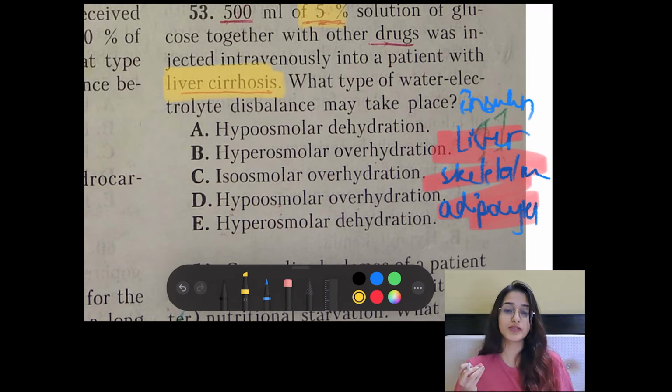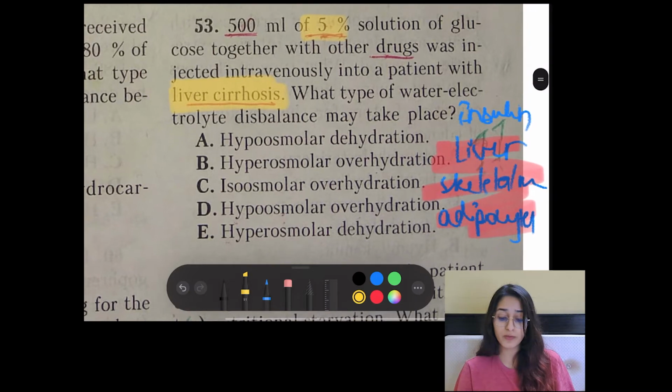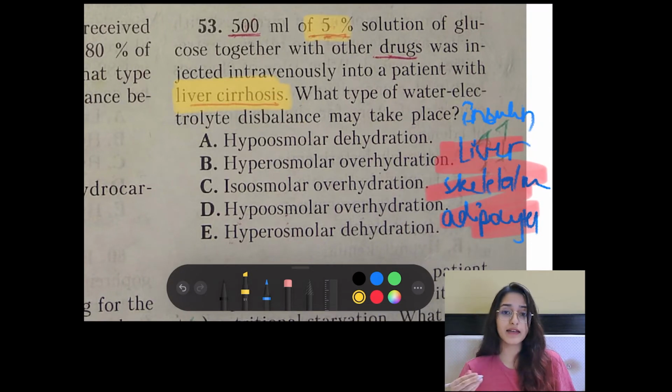Now, when the patient has liver cirrhosis, do you think when insulin is there the liver can take up the glucose? No, it cannot. So there will be increased glucose in the circulation because the liver is damaged. It cannot take the glucose. It cannot lead to formation of glycogen. So the glucose will be increased.